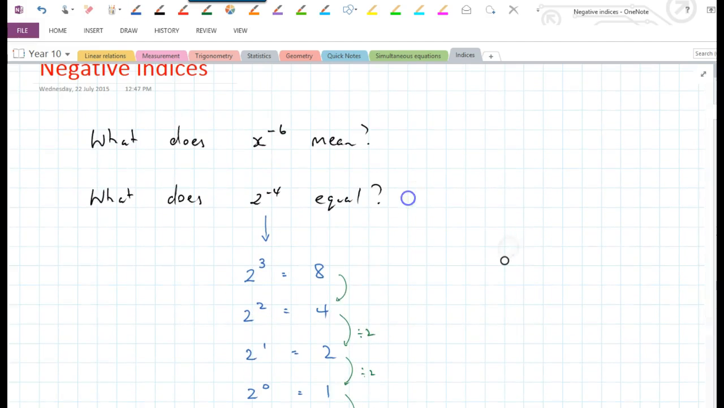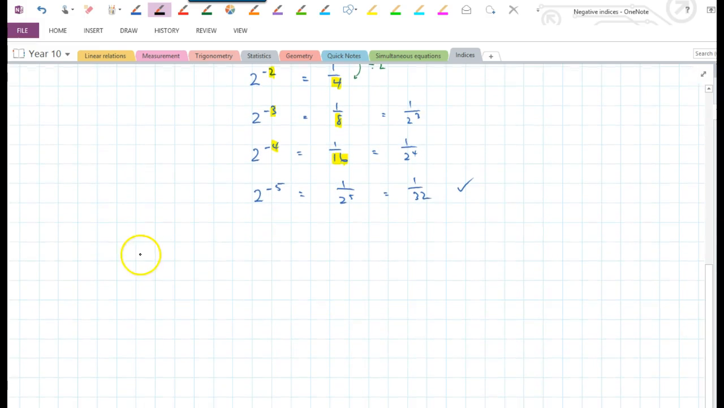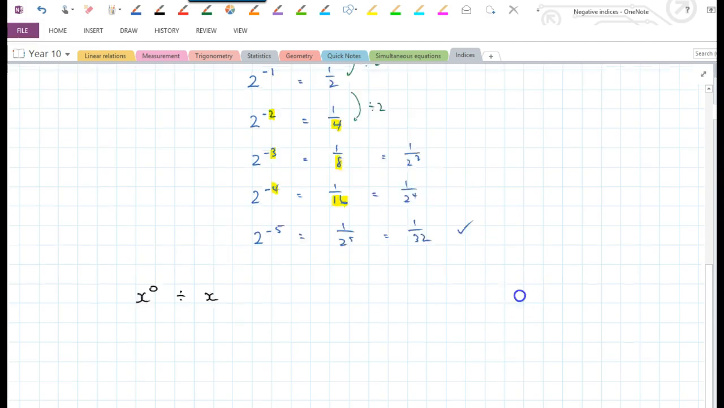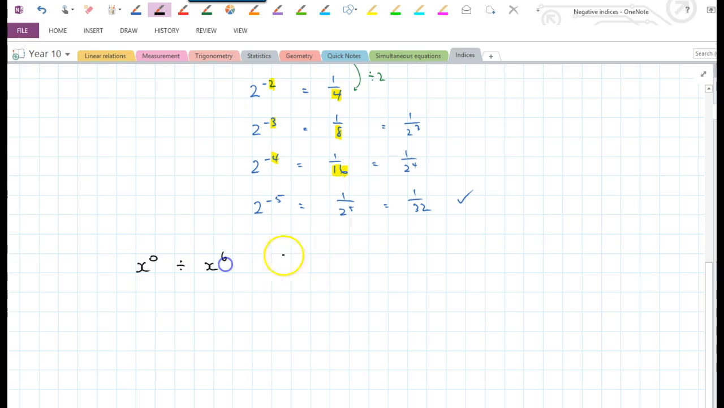Another way of looking at this: let's take x to the power of 0 divided by x to the power of, what shall I say, 6. X to the power of 0 divided by x to the power of 6. Now, same base. What are we going to do with the powers? We're going to subtract them, aren't we? So x to the 0 minus 6. Would that be correct? That equals x to the minus 6.